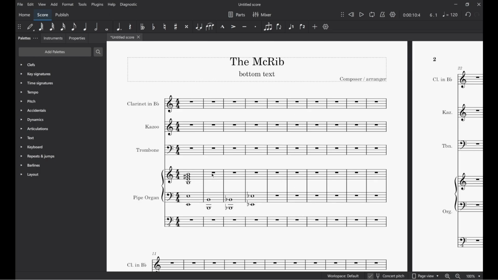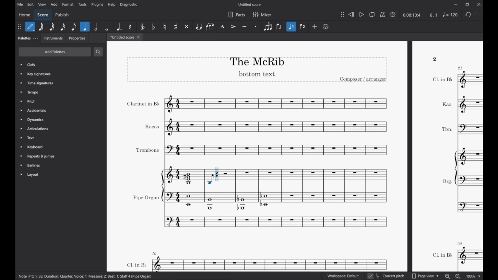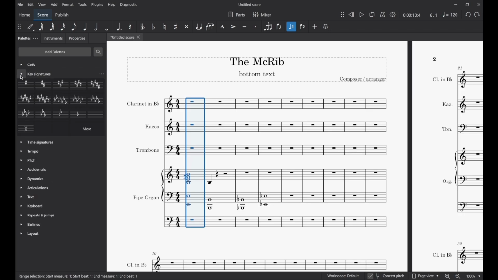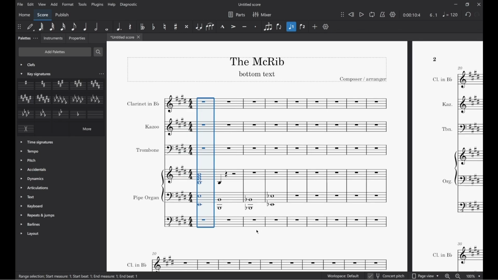So yeah, I'm just gonna lay down. Oh, yeah, I forgot to add a key signature. So at the beginning, go over this side menu right here. It's got all the key signatures. We're in E major, so I'm gonna select the one with four sharps. And there we go. So now we should be good.